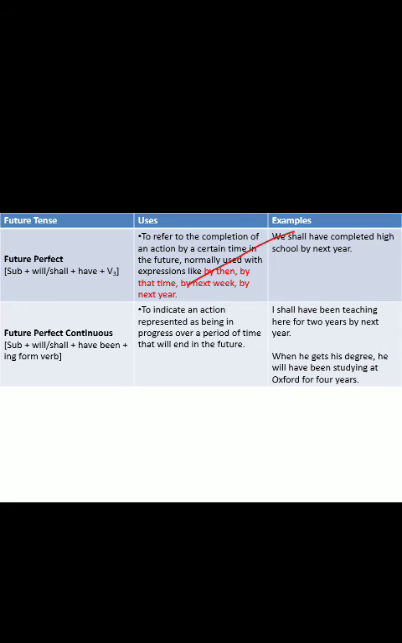It is basically used to express an action in progress in certain period of time in the future.